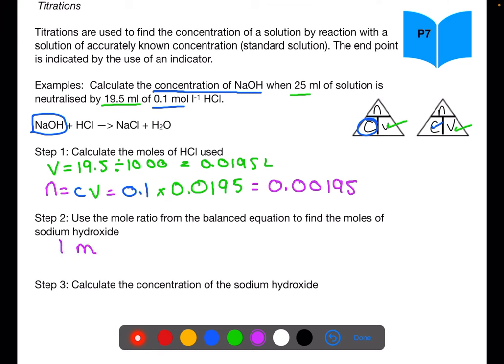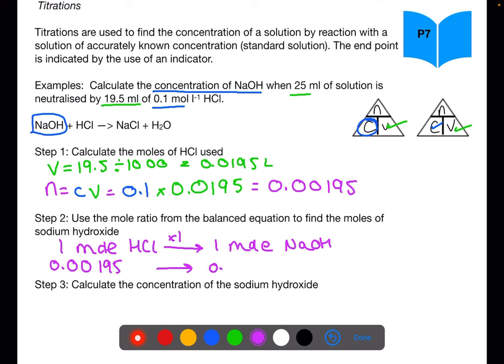If we have 1 mole of HCl, then we'd require 1 mole of sodium hydroxide. However, we don't have a full mole. We have 0.00195. This means we need the same number of moles of sodium hydroxide. We now have the number of moles of sodium hydroxide.